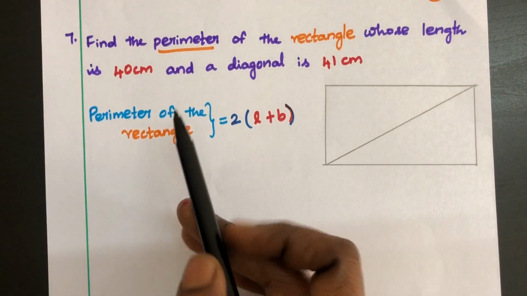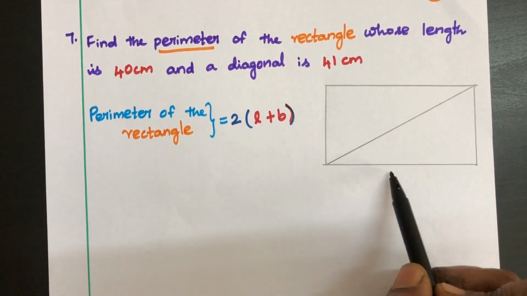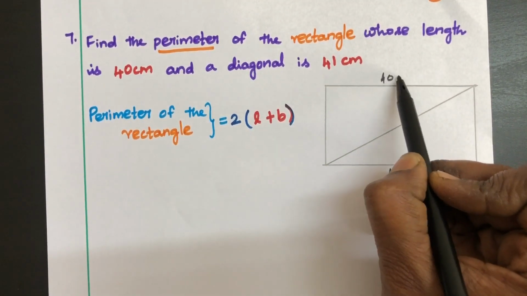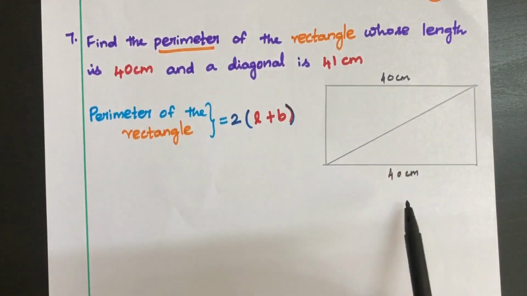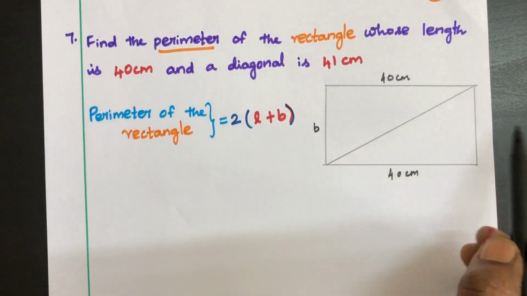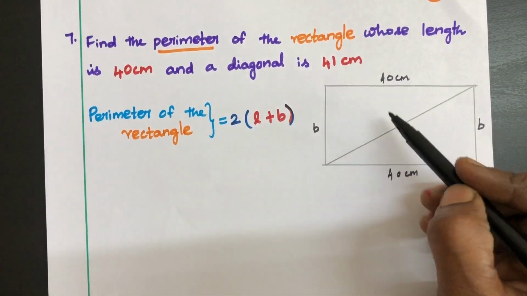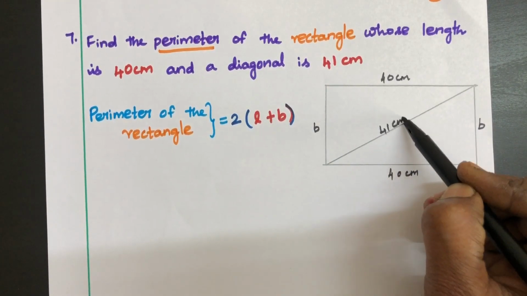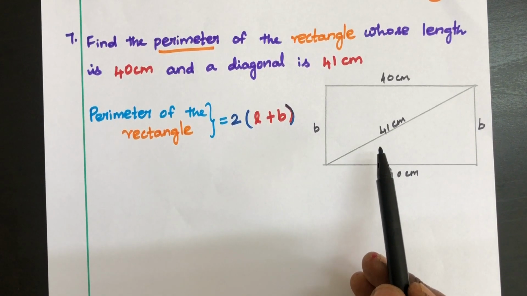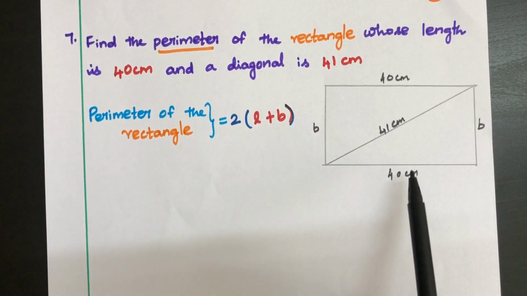Seventh question, find the perimeter of a rectangle whose length is 40 centimeter. That means the length is 40 centimeter. Opposite sides are equal in a rectangle, no? This is the length, this is the breadth. We don't know the breadth value. These two are breadth. And this diagonal line is 41 centimeter.